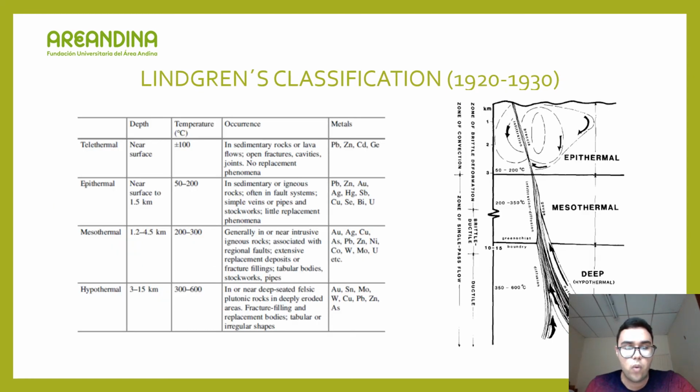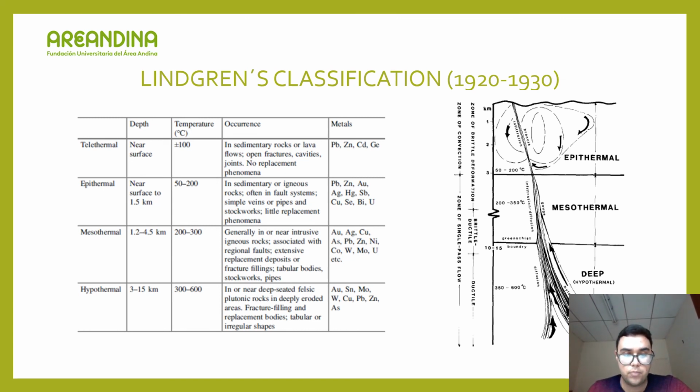Mesothermal: depth 1.2 to 1.5 kilometers, temperatures 200 to 300 degrees. Occurrence: generated near intrusive igneous rocks associated with regional faults, as replacement deposits or fracture fillings, tubular bodies, stockworks, and pipes. Metals: ore, silver, copper, blende, molybdenum, nickel, etc.